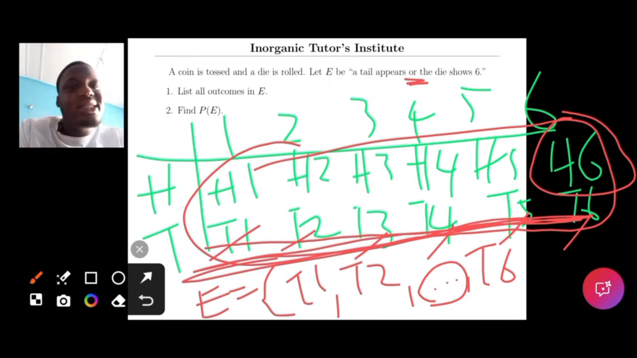Like all these T1, T2, they wouldn't appear because it says tail and 6. But this one says tail or 6. So if you get a tail, success. If you get a 6, success. That's why you are seeing T1, T2, T3. So if you get a tail and 1, once there's a tail, that's a success. So I'm saying we have to add the H6.